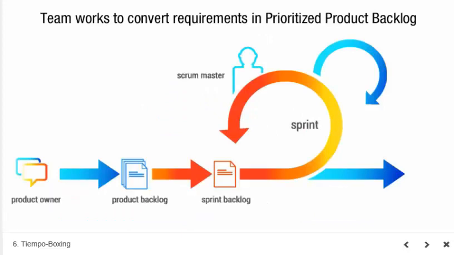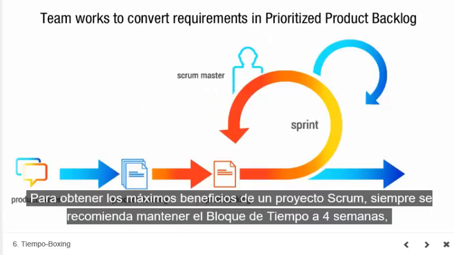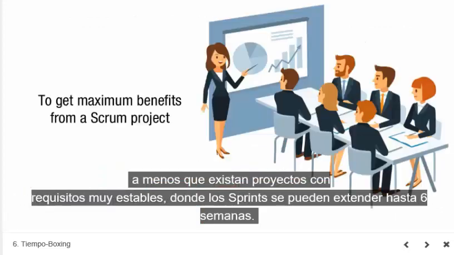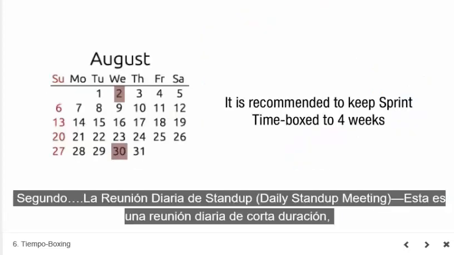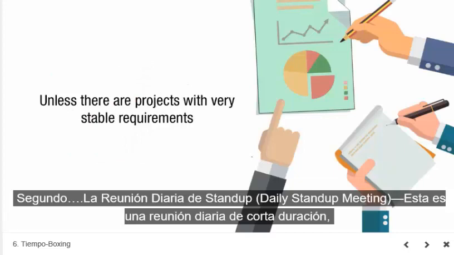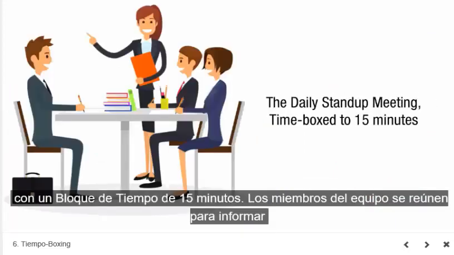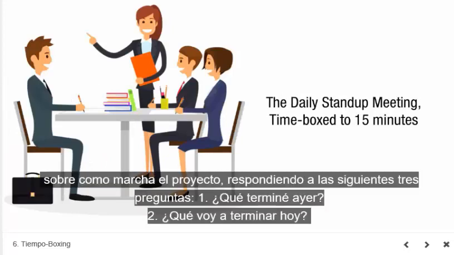During this time, the team works to convert the requirements in the prioritized product backlog into shippable product functionalities. To get maximum benefits from a Scrum project, it is always recommended to keep the sprint time box to 4 weeks, unless there are projects with very stable requirements, where sprints can extend up to 6 weeks. Second, the daily stand-up meeting, which is time boxed to 15 minutes.